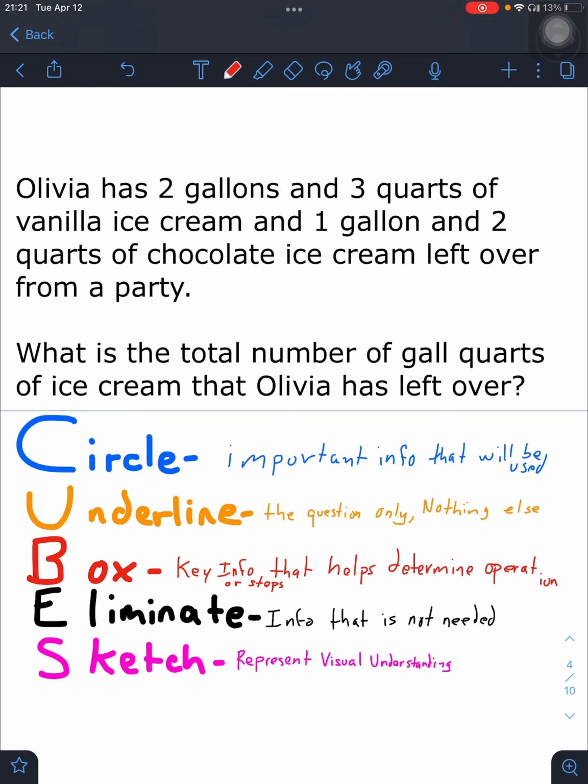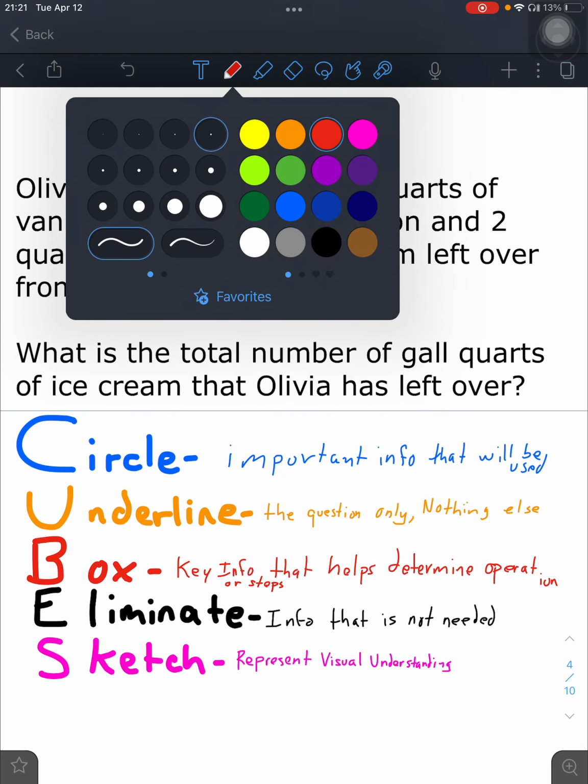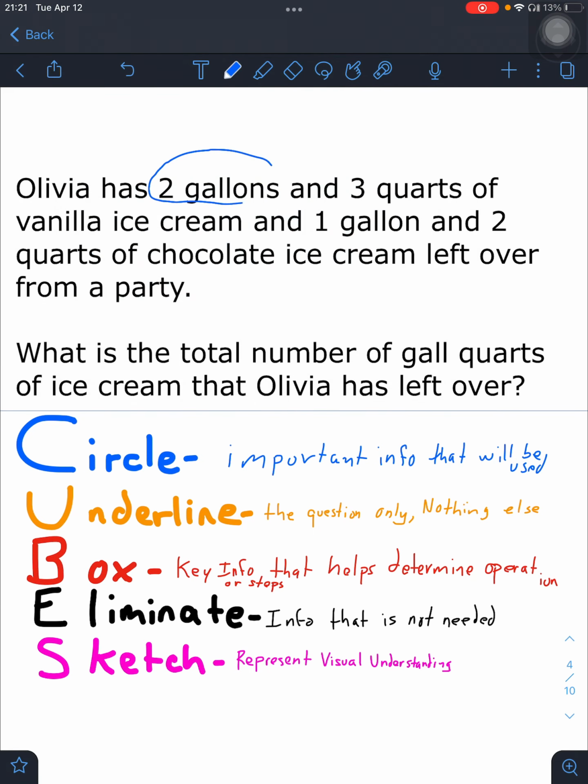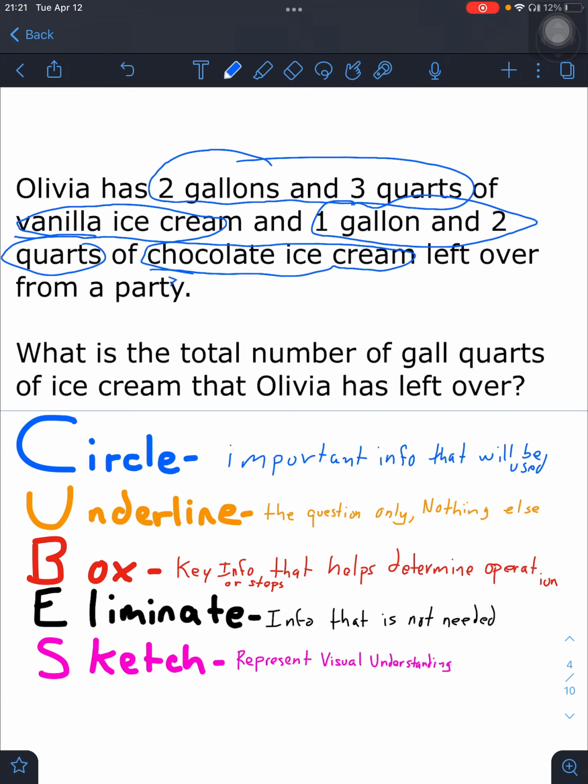We have Olivia has 2 gallons and 3 quarts of vanilla ice cream, and 1 gallon and 2 quarts of chocolate ice cream. So as I'm reading this, I'm looking for my important information, which is 2 gallons and 3 quarts of vanilla ice cream, 1 gallon and 2 quarts of chocolate ice cream. I have 2 different types of ice cream, so I need to differentiate between the 2 different ice creams. So that's why the flavor becomes important. If there's only one flavor, that may not be important.